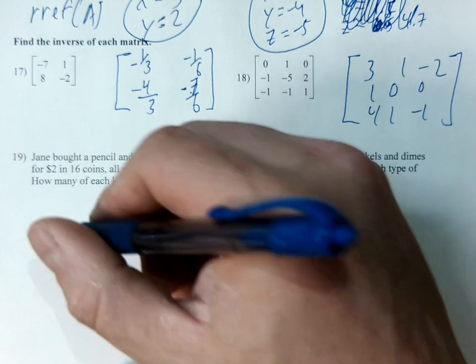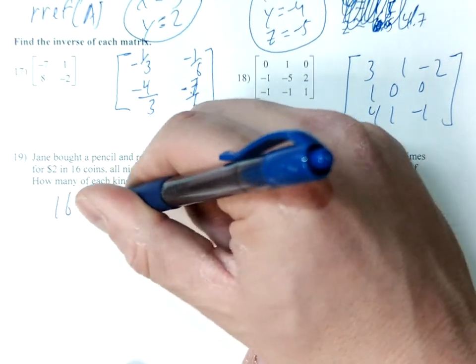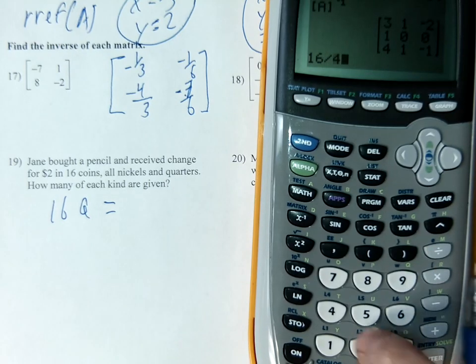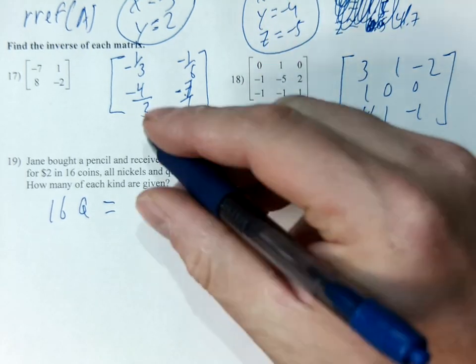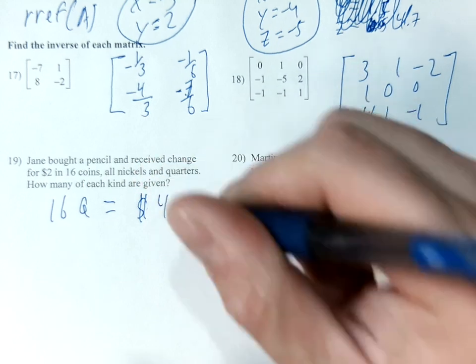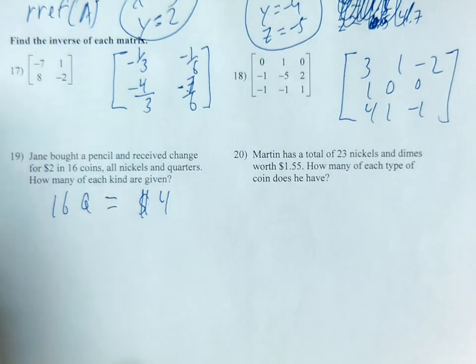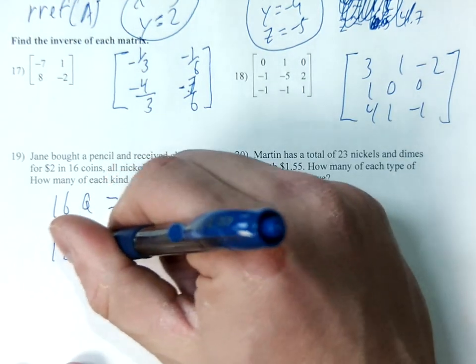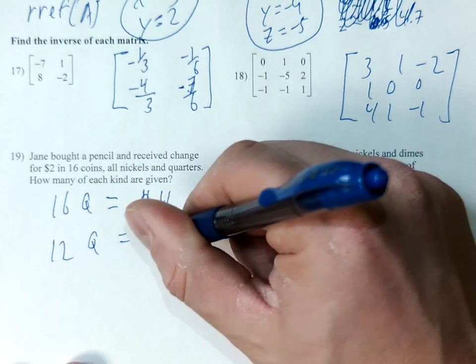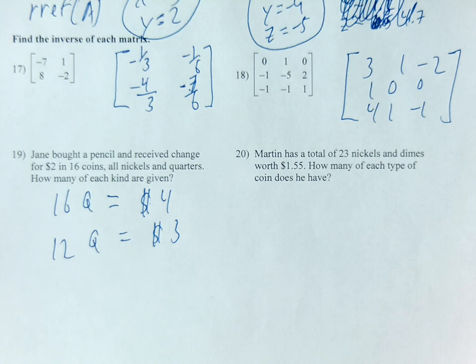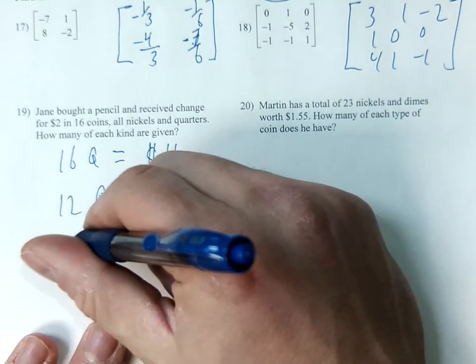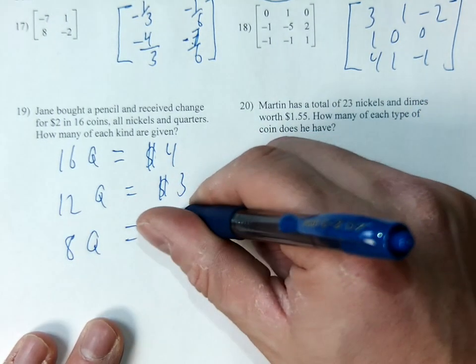So if they were all quarters, 16 quarters, if I take 16 divided by 4, because there's 4 quarters per dollar, that would be $4. So that tells me that it's not 16 quarters. So I'm going to decrease the amount of quarters. Well, if it was 12 quarters, that would equal $3. Still too much. So it can't be 12 quarters. If it's 8 quarters, that's $2.